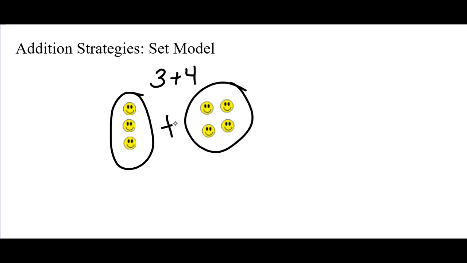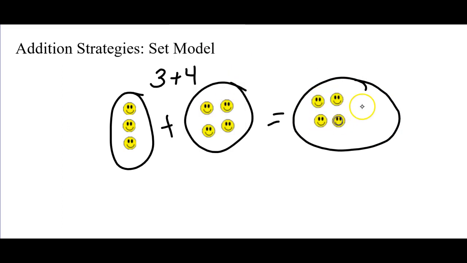So all I really want to see when you're doing your homework or a quiz and you're using a set model for just natural numbers like this is something that you see here. You've got 3 dots, you don't have to draw smiley faces, plus 4, and you get a total of 7 right in here. So you got 1, 2, 3, 4, 5, 6, 7. So there it is, the set model.